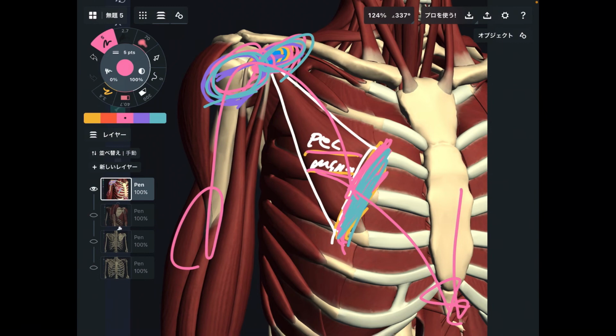Then let me pick one more thing. You see this muscle? This is neck muscle. This is sternocleidomastoid. Let's say SCM, sternocleidomastoid. This guy attaches to sternum. And where is that going? This is going to head. Mastoid process.